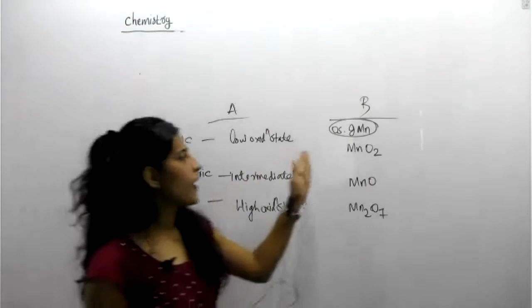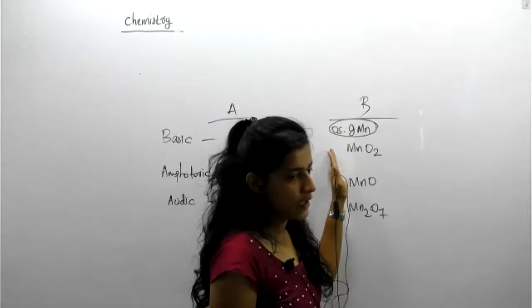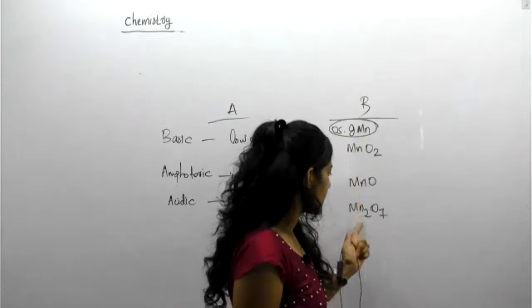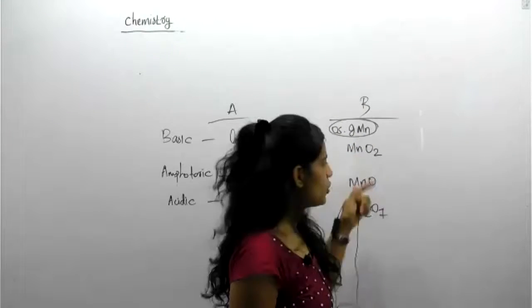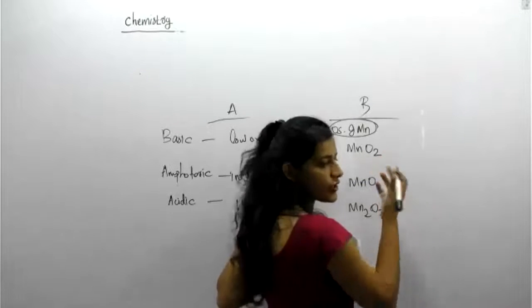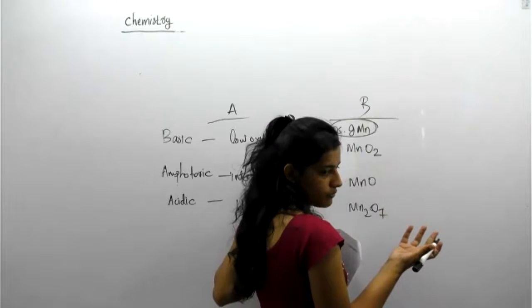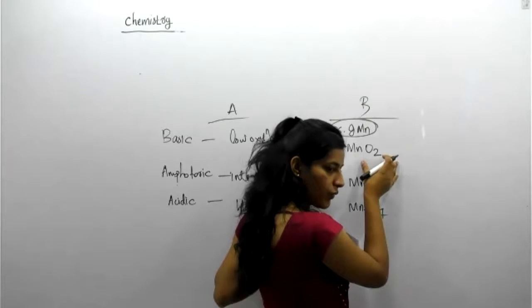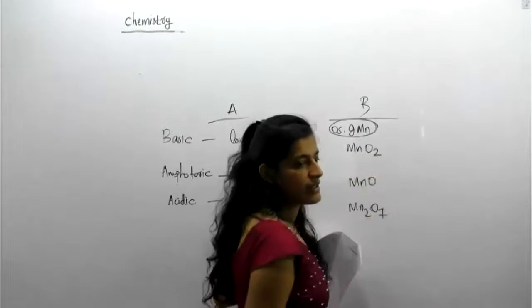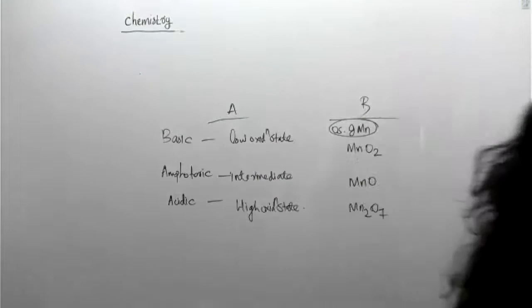You know how to find out the oxidation state of manganese properly. So with the help of that trick, find out manganese here, because manganese is common. Otherwise you can check the oxidation state of oxygen, no problem. You can check oxygen or manganese. Then tell me which one is acidic and which one is basic.